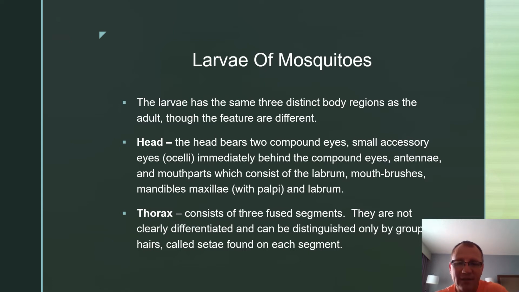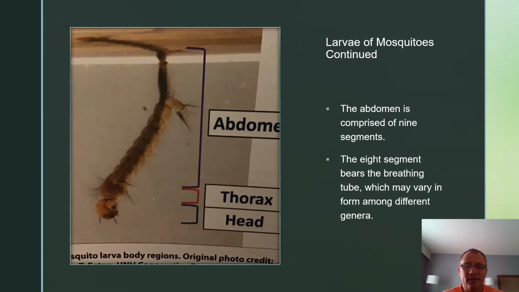Looking at the thorax of the larvae of mosquitoes, it consists of three fused segments. They are not clearly differentiated and can be distinguished only by groups of hairs called setae found on each segment. In this slide, we're looking at the larvae of mosquitoes. Again, you can see the abdomen is comprised of 9 segments. The eighth segment bears the breathing tube, which may differ in form among many different genera.